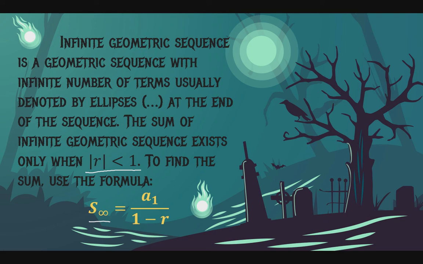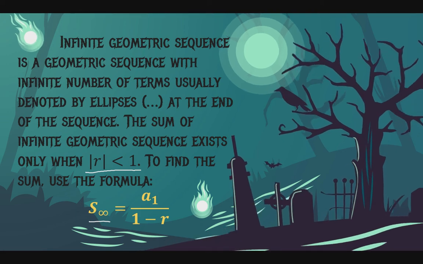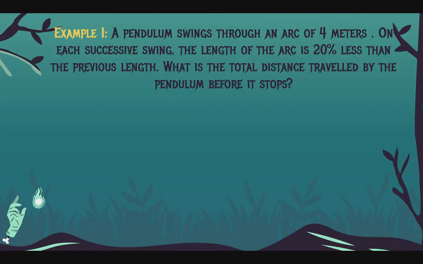So, try natin yan gamitin sa ating next example. A pendulum swings through an arc of 4 meters. On each successive swing, the arc is 20% less than the previous length. What is the distance traveled by the pendulum before it stops? So, identify muna natin. Atong 4 meters na yan, simple lang naman yung ating formula. S sub infinity is equal to A sub 1 over 1 minus r. So, A sub 1 yung una nating hanapin.